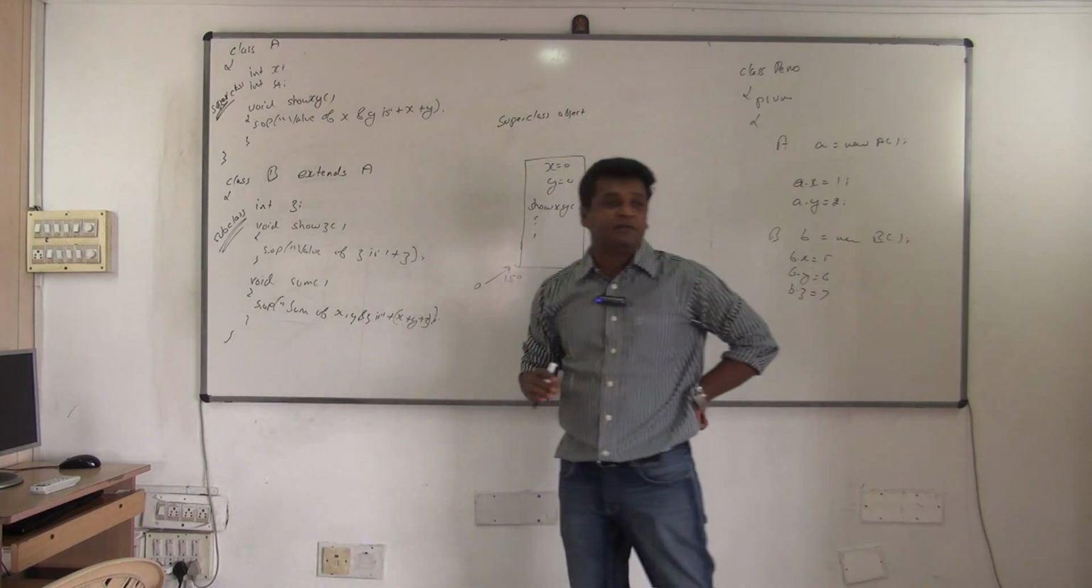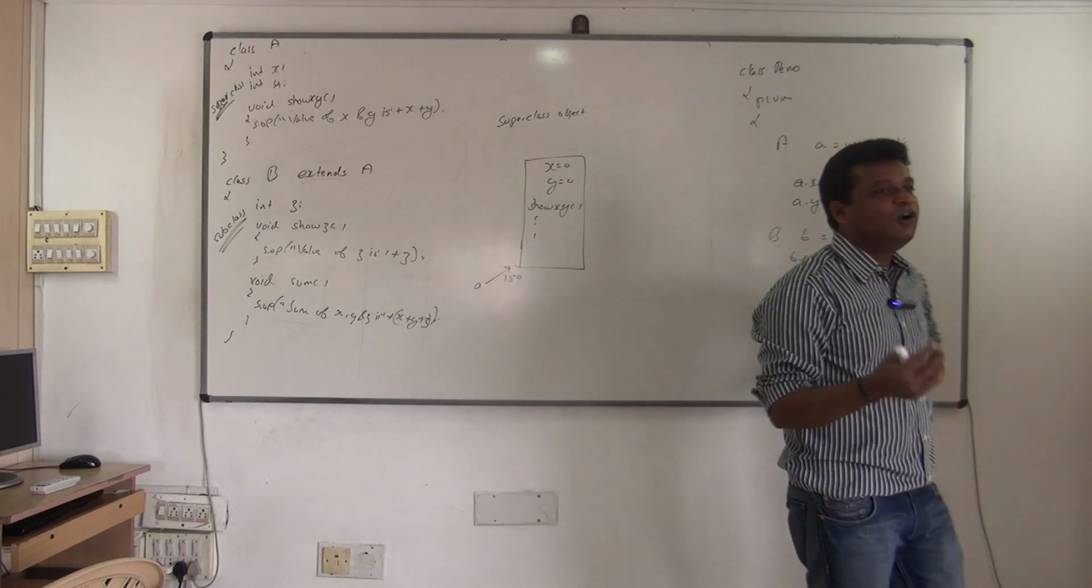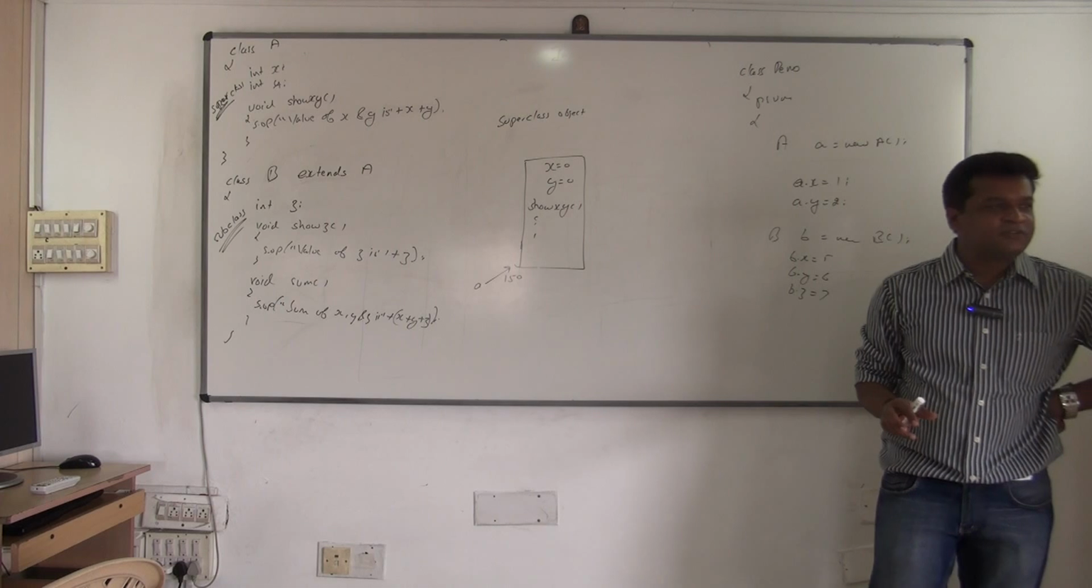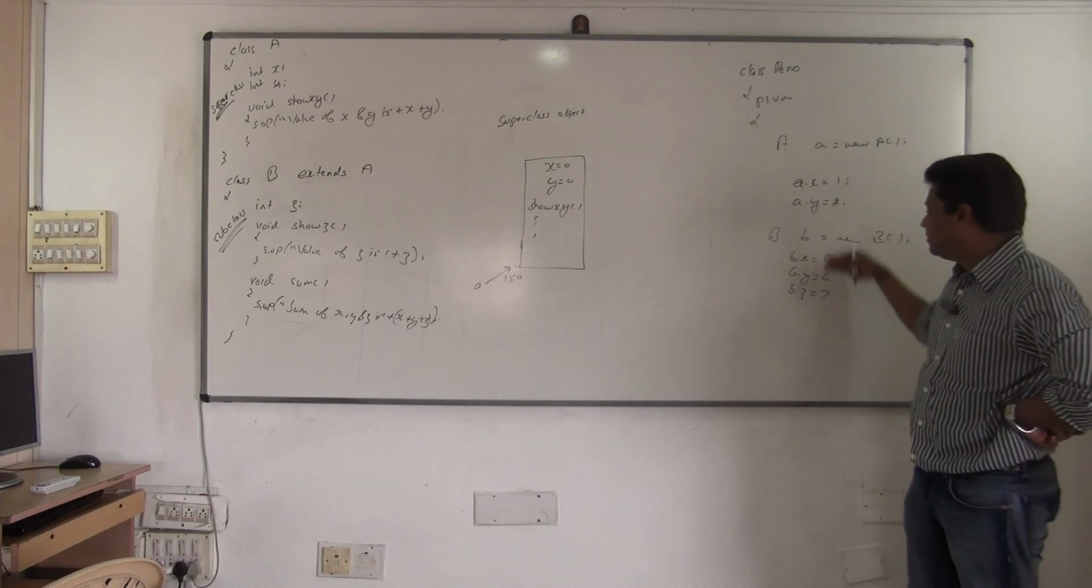Understood what is superclass object? It means code has come into existence. Object means what? Code coming into existence. Only this has come into existence. Still B has not come. We have to reach there.